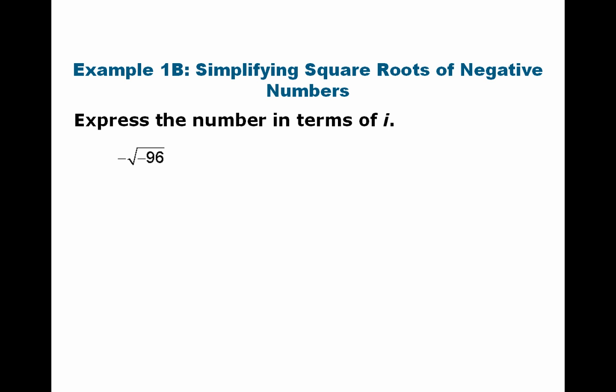So let's express the number in terms of i. We have the negative square root of -96. The key to these is you're really going to simplify the radicals the same way you would on any other day, except in the end you're going to have an i in front of the radical. So first let's factor out the -1 from the 96. So now we have the negative square root of 96 times -1.